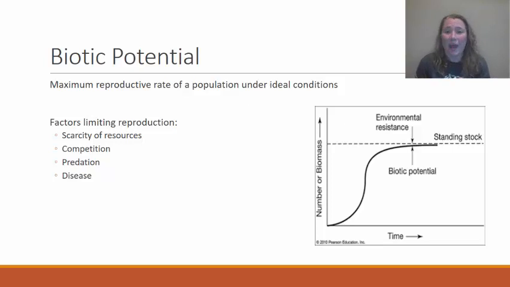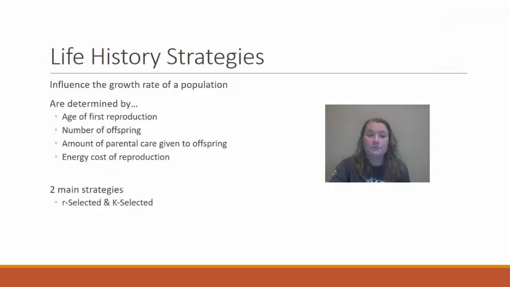Now on this graph that I included here, it's just showing the number of biomass, so how much living stuff is able to be found in a particular location over time, and that potential increases over time until it reaches this carrying capacity or the maximum standing stock. This is the overall maximum biotic potential.